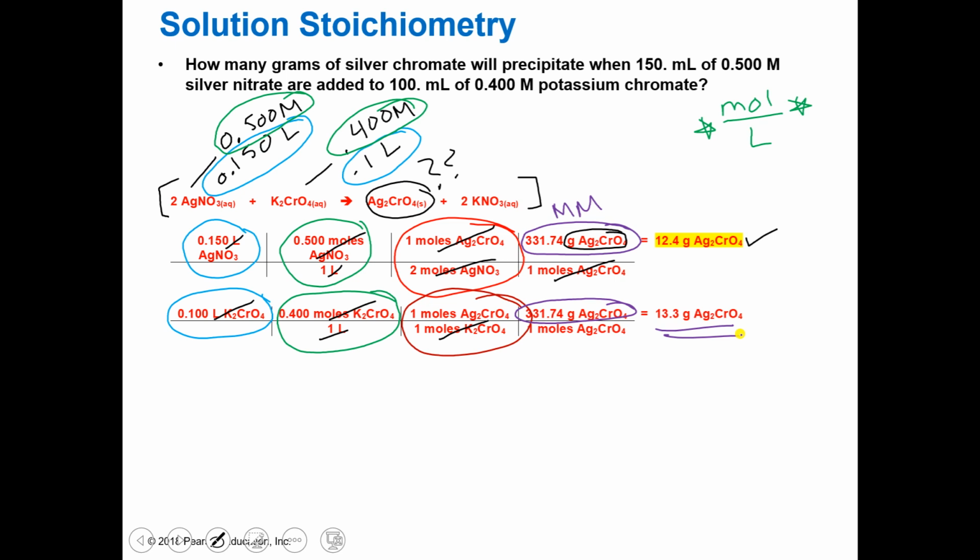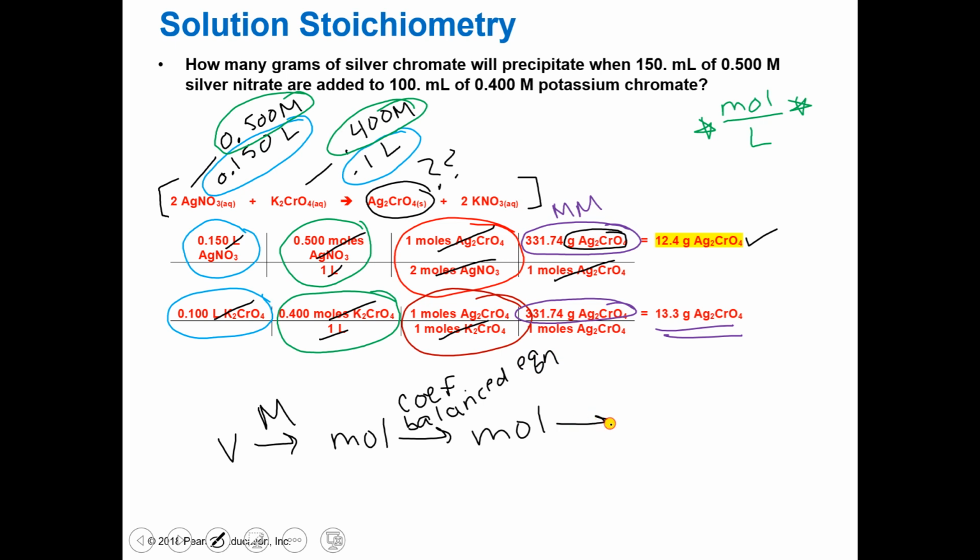And what I have found in this particular example is that going from volume to moles using molarity, then moles to moles using the coefficients from the balanced chemical equation, then going to grams using the molar mass, that is my setup. And what I can see here is that the silver nitrate is the limiting reactant, and it will give me 12.4 grams of silver chromate.